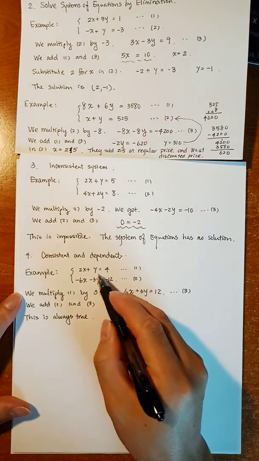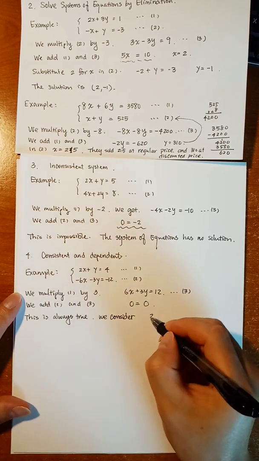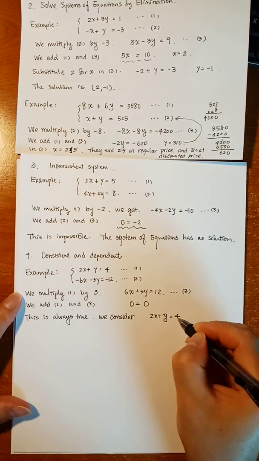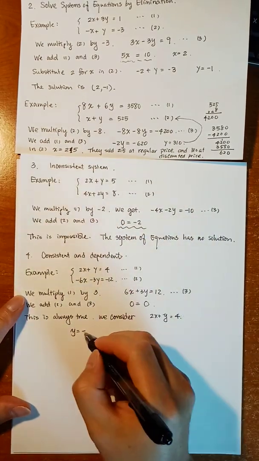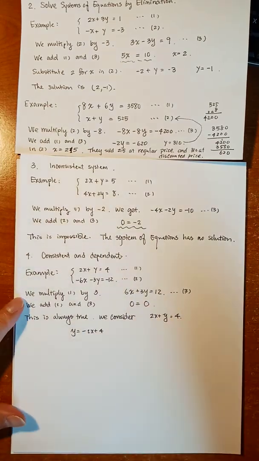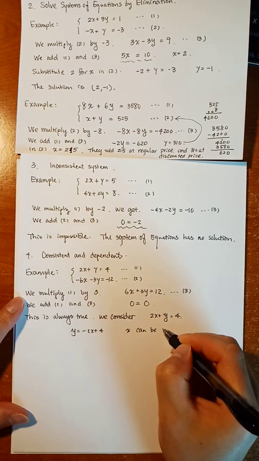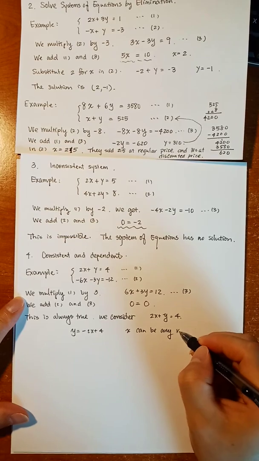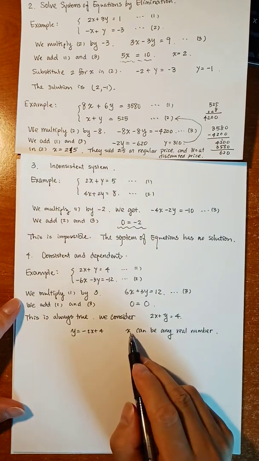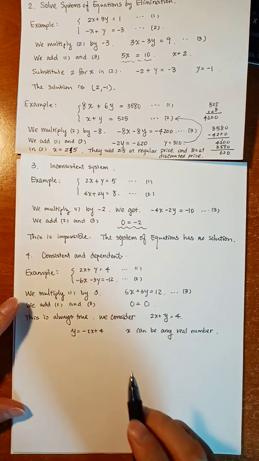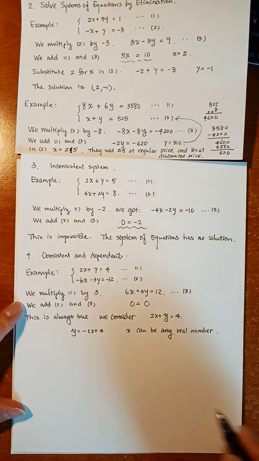Okay, for example, we consider 2x plus y is equal to 4. And we move 2x to the right side, so y is equal to negative 2x plus 4. And in this case, x can be any real number. Once you determine x, you will use this formula to determine y. So you will have infinitely many solutions.